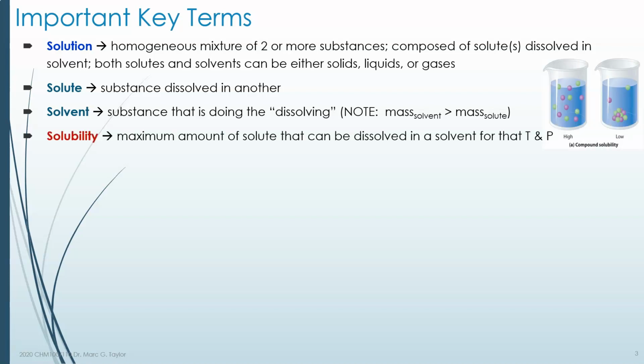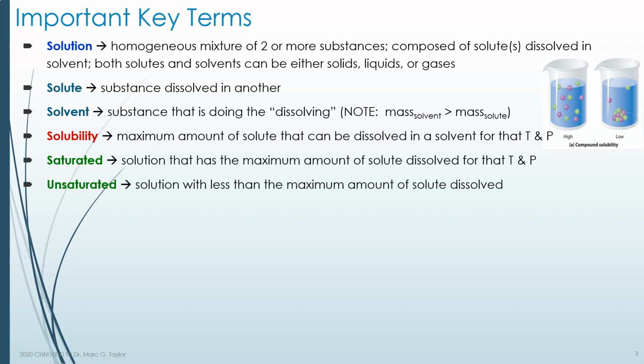Solubility can be thought of as how well something can dissolve in a specific solvent under certain conditions of temperature and pressure. And in sciences, we like to be quantitative, so solubility is an actual value. It's an actual number that tells you the maximum amount of solute that can be dissolved in that solvent for that specific temperature and pressure.